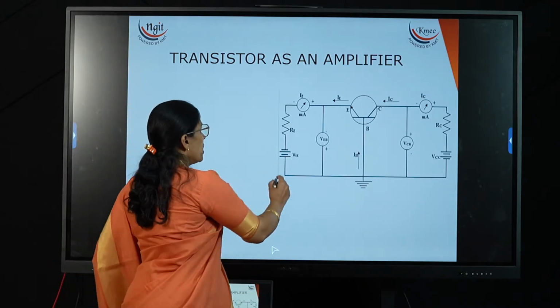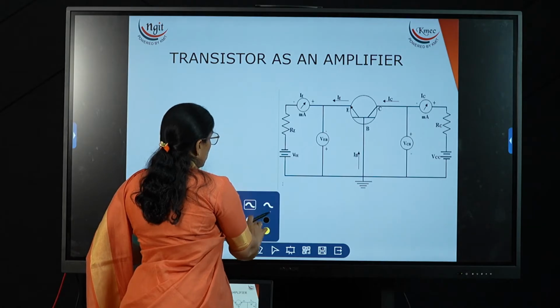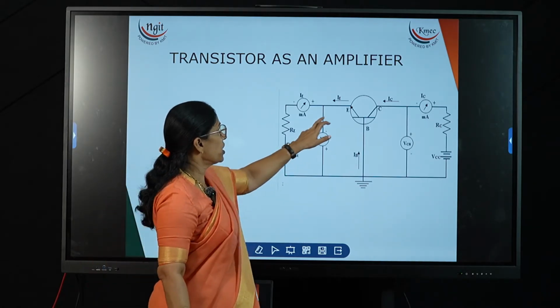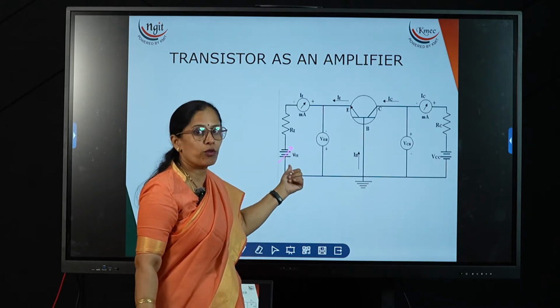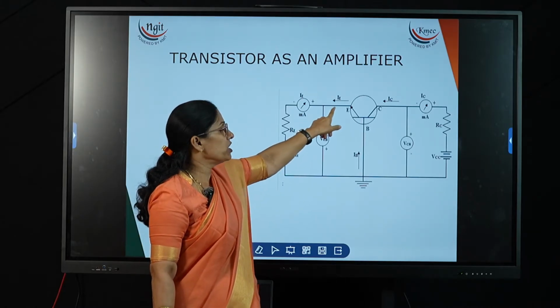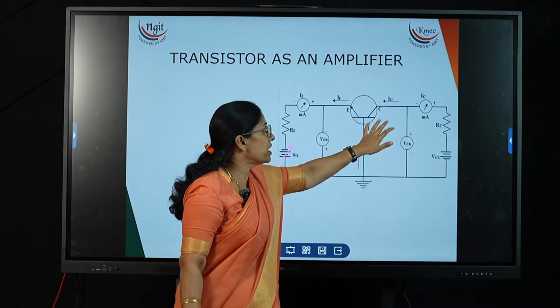If I change a small voltage at the input, there is a change in the input current, because this is a PN junction and we are applying the forward bias. A small change at the input will lead to a change in the IE current. So if the IE current is changing, then the IC current also changes.